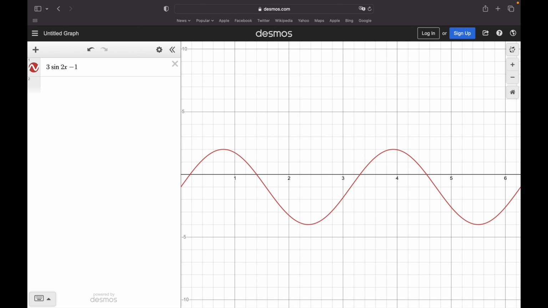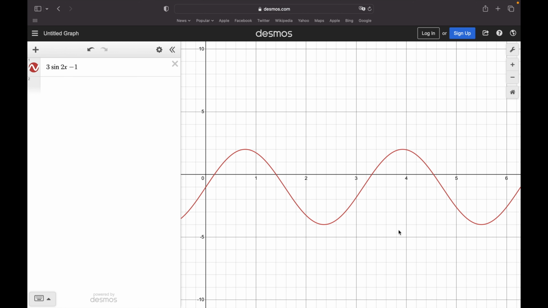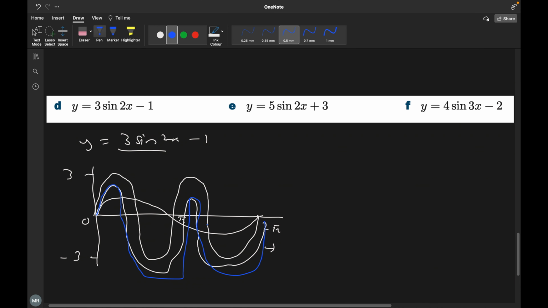Okay, so this is how it's supposed to look like. As you can see, the amplitude is 3 because this is minus 4, 2, and half of that would be 3. And it's translated 1 unit down, and you can see that it finishes 2 complete cycles in 2 pi radians. So this is how it's supposed to look like, not this. This is a really bad drawing.